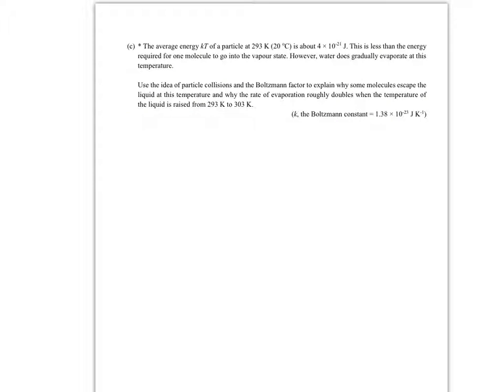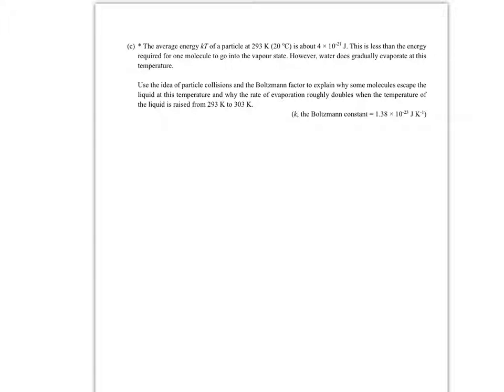For the final question then, this 6-mark extended written answer, we're told the average energy kT of a particle at 293 Kelvin is about 4 times 10 to the minus 21 joules. This is less than the energy required for a molecule to go into the vapour state, however water does gradually evaporate. This question is asking us to use the idea of particle collisions and the Boltzmann factor to explain why some molecules escape the liquid at this temperature and why the rate of evaporation roughly doubles when the temperature of a liquid is raised from 293 to 303.